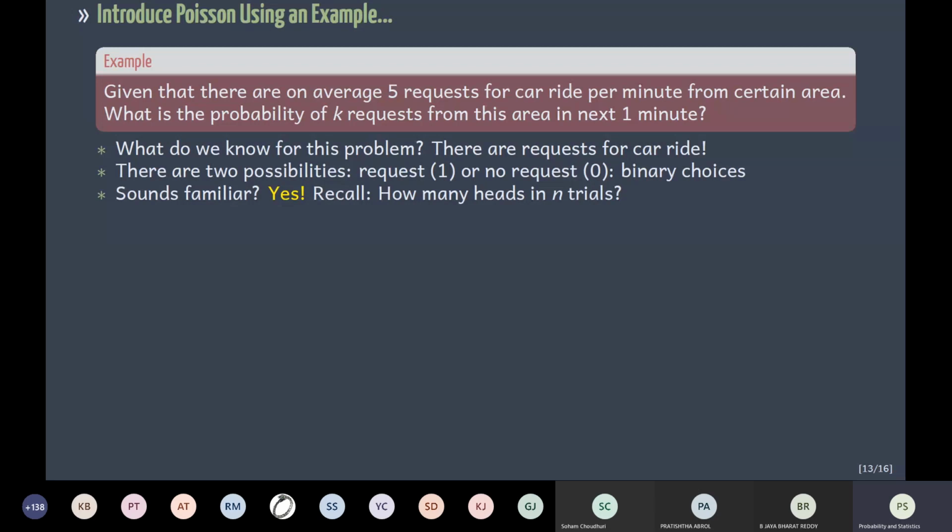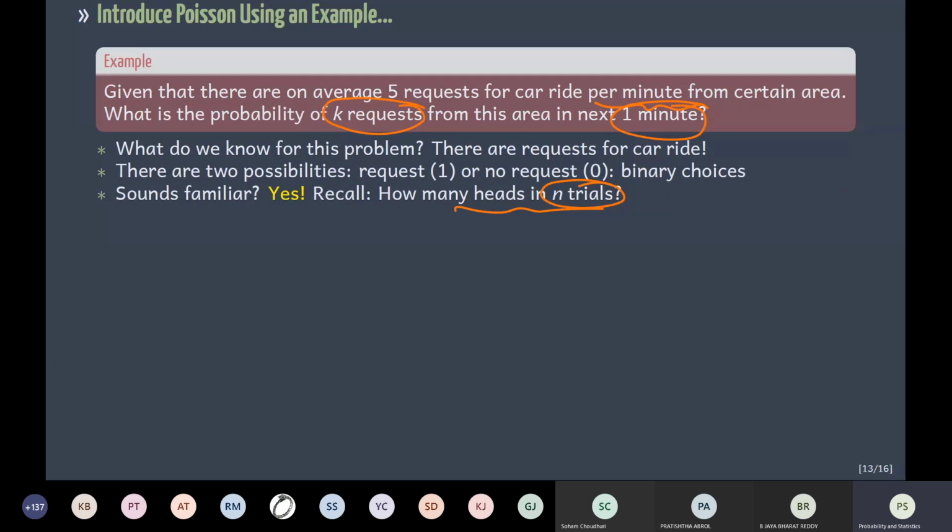But there is something not very clear, because there is something with respect to time here. What we know is how many heads in n trials, so it's the n bins that we had in hand. But we don't seem to have such bins here. It's like saying k heads, but in 1 minute. It doesn't look very similar to what we know. Previously, we knew the probability of k heads in n trials, but there is no such concept here. It's asking for k requests in 1 minute.